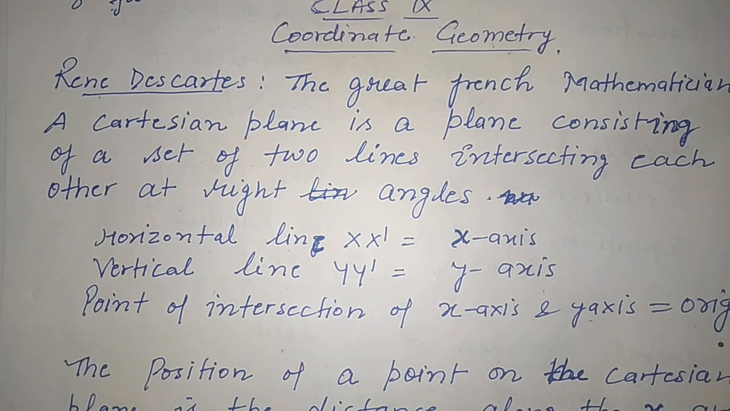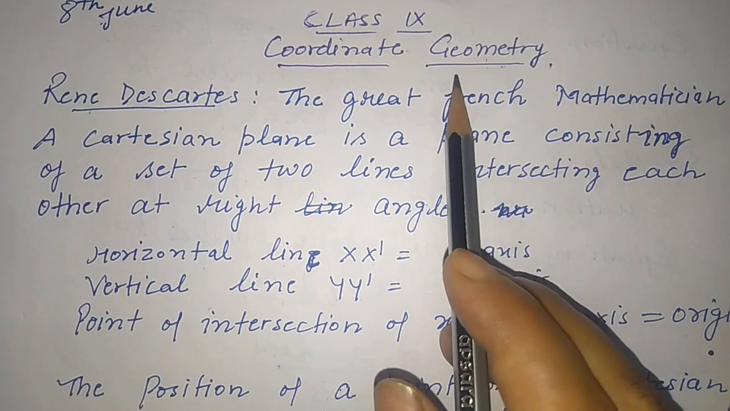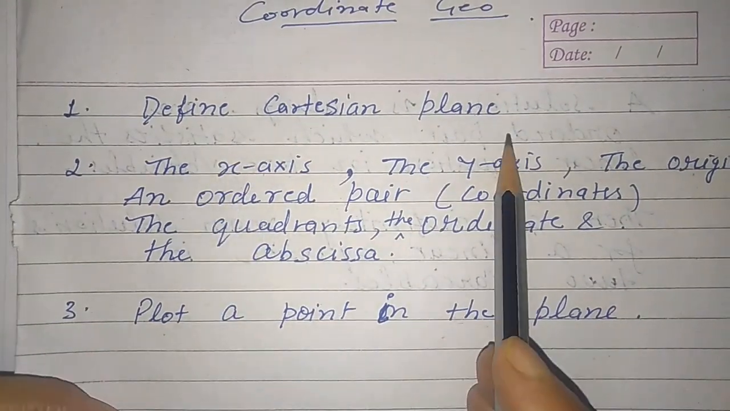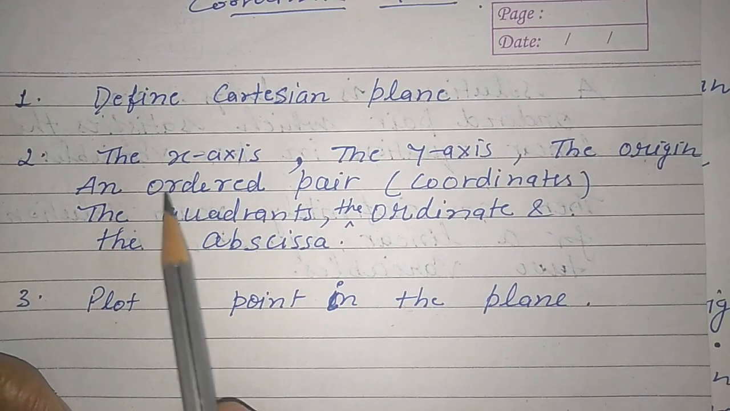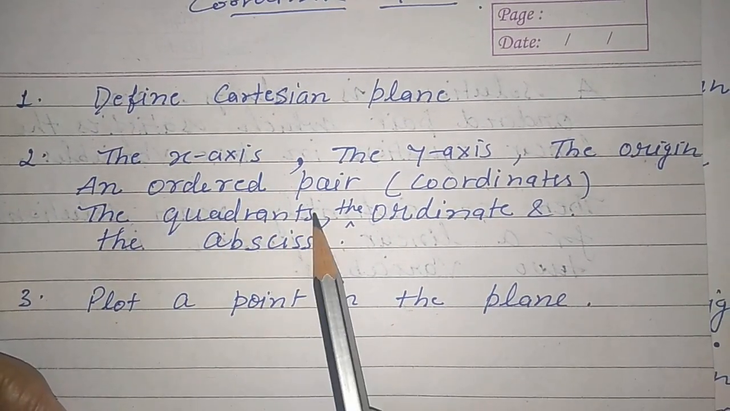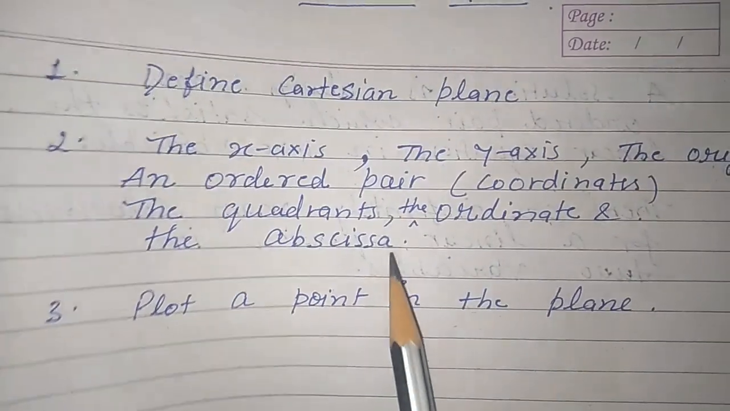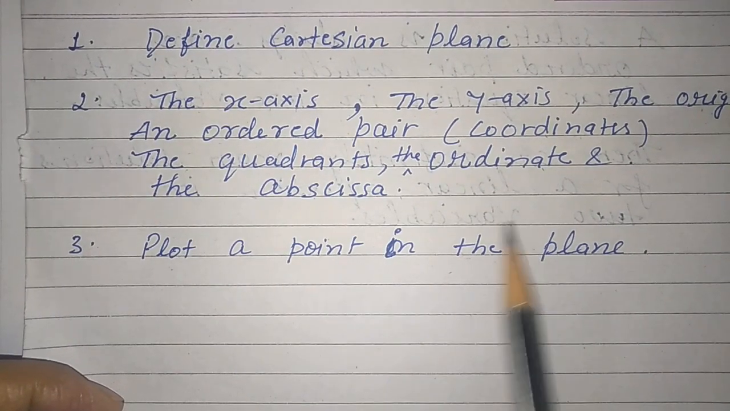Everyone. Once again we are here with the chapter Coordinate Geometry, the third chapter. In this chapter we are going to discuss the definition of a Cartesian plane, the x-axis, the y-axis, the origin, an ordered pair which we know as coordinates, quadrants, the ordinate and the abscissa. After all of this we will be able to plot a point in the plane, that is a Cartesian plane, or we can say the graph paper.